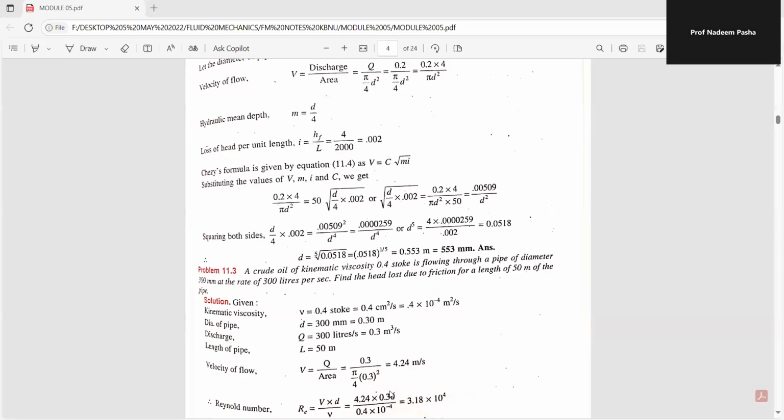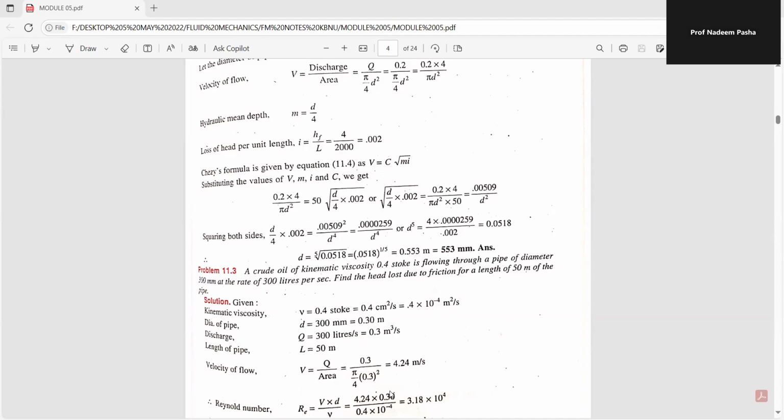So what is the problem? A crude oil of kinematic viscosity 0.4 stokes. Kinematic viscosity ν is given as 0.4 stokes, so you convert it into meter square per second by multiplying with 10 raised to minus 4. And the diameter of the pipe is given to you. How much? 300 mm or 0.3 meter, at the rate of 300 liters per second.